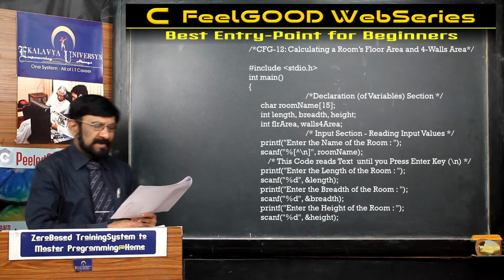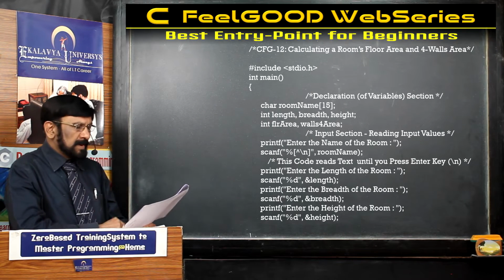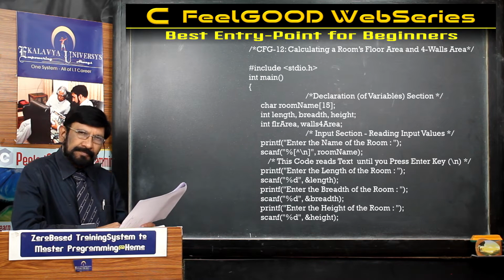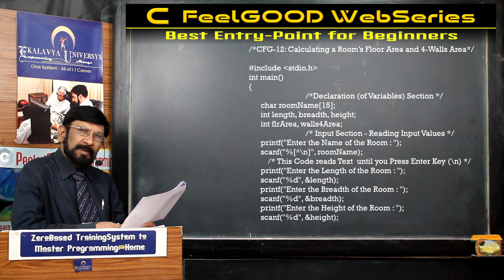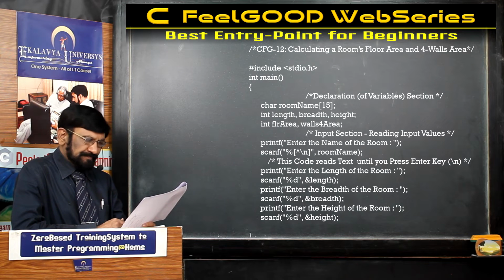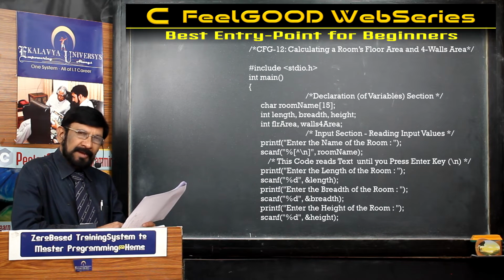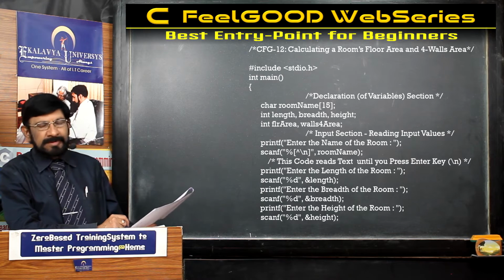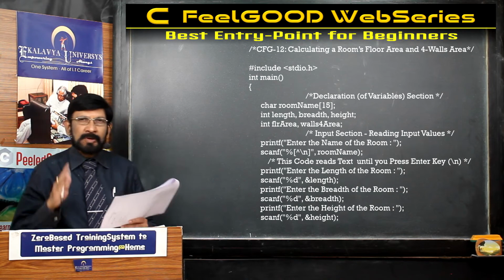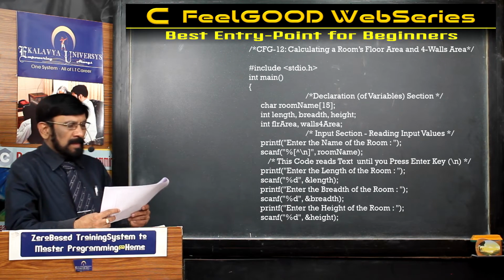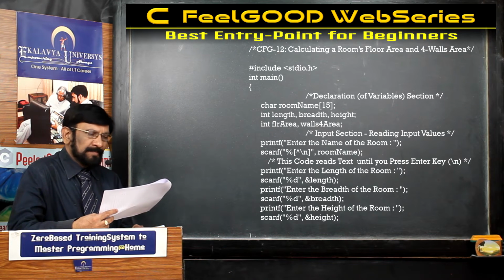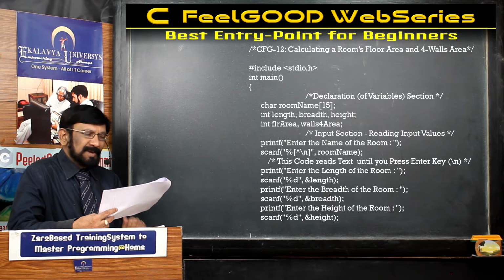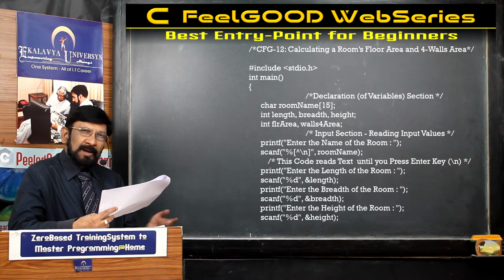Thereafter in the declaration section, six variables you have to declare. One is a string, room name. Length, breadth and height I have declared as int. If you want to declare float also, I don't mind. Okay. Thereafter, floor area and four walls area. All five integer items are there.